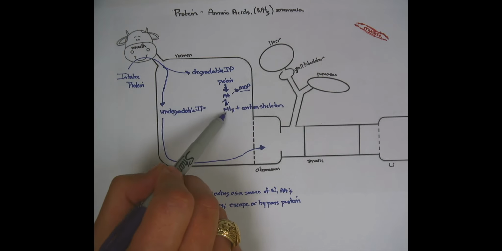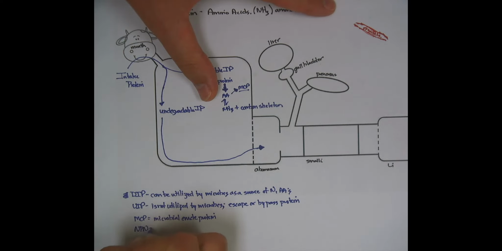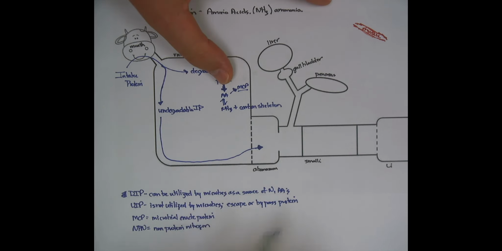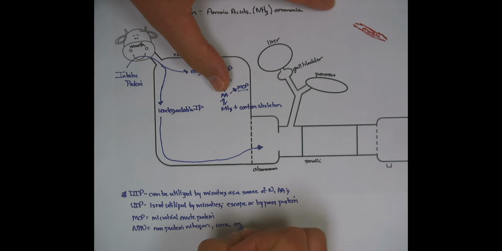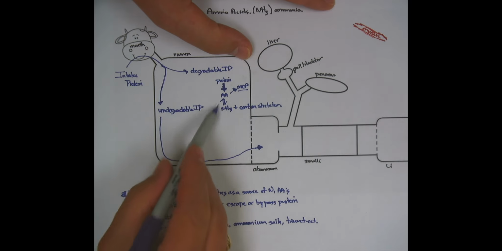Okay, or we can feed ammonia, and when we feed ammonia, we normally talk about NPN, which is non-protein nitrogen. So if you use some liquid feeds or some molasses type blocks, those frequently contain non-protein nitrogen, and non-protein nitrogen includes stuff like urea, ammonium salts, biuret, etc. Okay, and so we can actually have ammonia come from the diet directly.